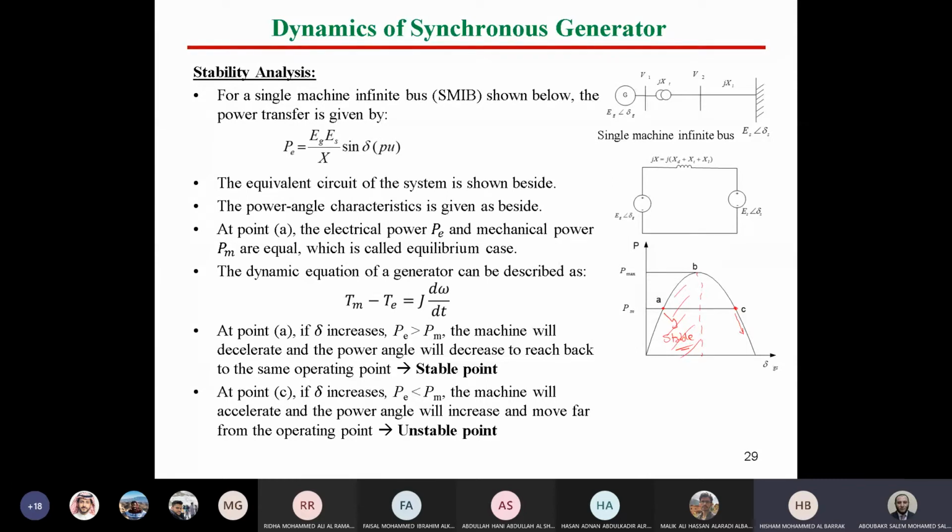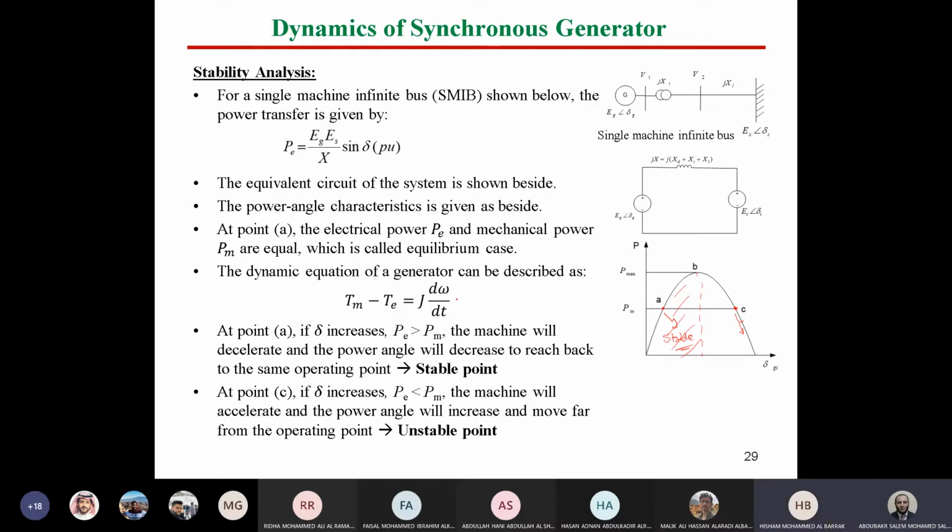Yeah, the last point at point C, it's not clear for me. At point C, again, if you assume a disturbance increasing delta, so assume delta became here now at that point. Here, which value is greater, P electric or P mechanical? P mechanical. Exactly. If you substitute here in the equation, you will find that P mechanical or T mechanical is greater than T electrical. This is going to increase the machine speed, or accelerate the machine.